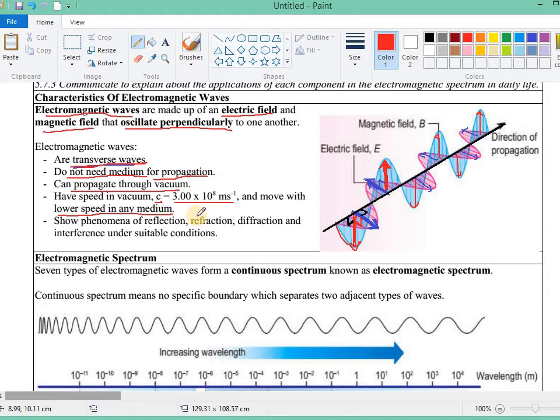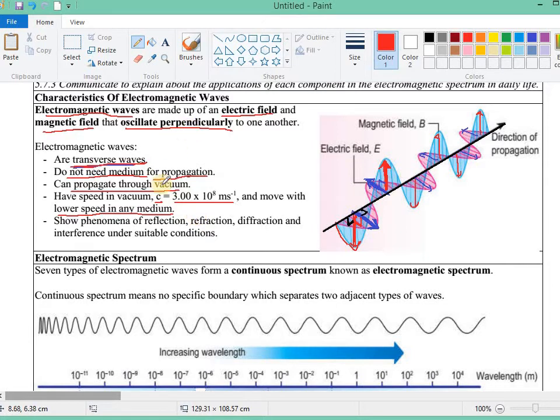That means when the electromagnetic wave propagates through matter, that means through gas, liquid, or solid, then the speed will become lower. So the maximum speed of the electromagnetic wave is 3 times 10 power by 8 meter per second. Why do we call this the speed of light? Because light is actually an electromagnetic wave also.